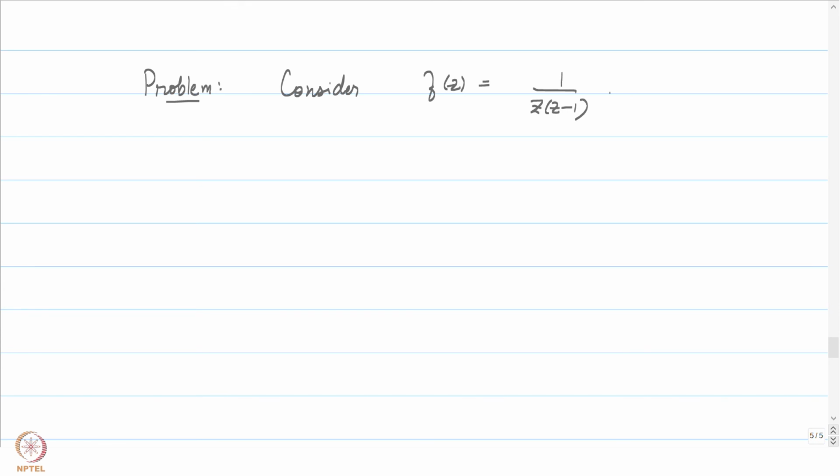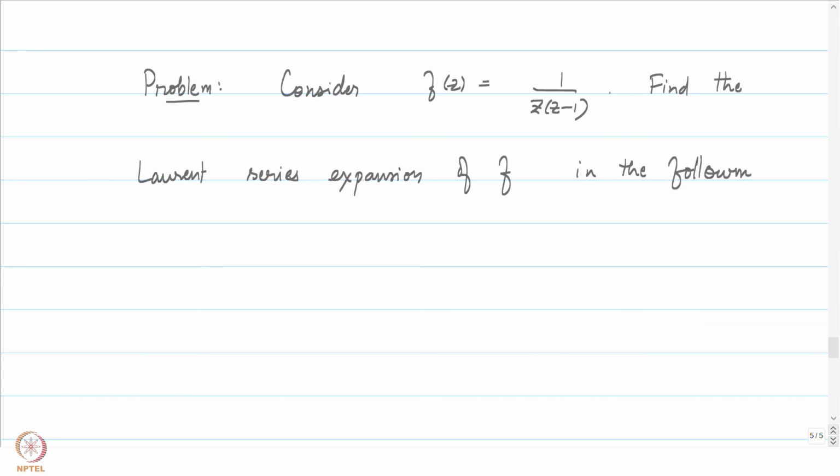This is a function which is holomorphic away from the origin and the point 1. So it has isolated singularities at 0 and 1. Prove that, or find the Laurent series expansion of f around, okay, in the following annuli. Let's work it out separately.